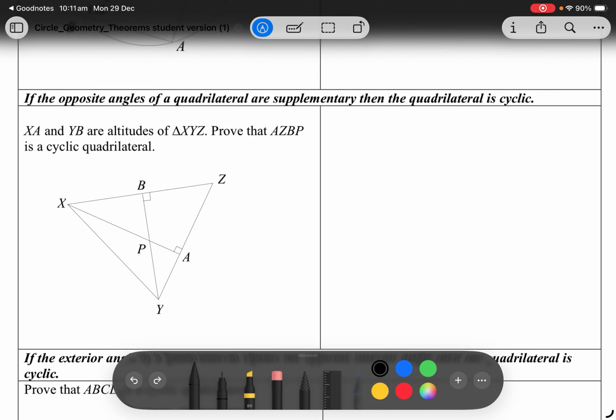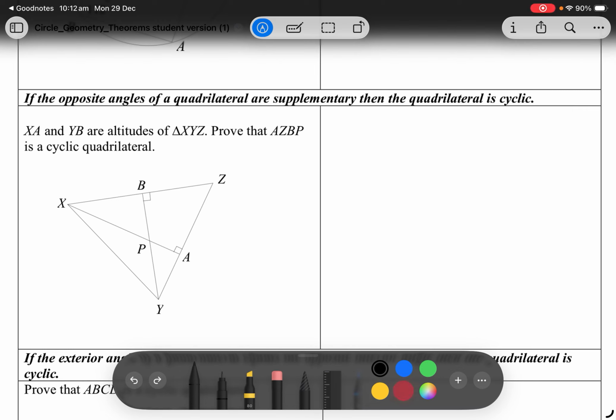So in this video, we are dealing with two more cyclic quadrilateral theorems, circle theorems. For the first one, if the opposite angles of a quadrilateral are supplementary, then the quadrilateral is cyclic. It's saying here that XA and YB are the altitudes of triangle XYZ. Prove that AZBP is a cyclic quadrilateral.